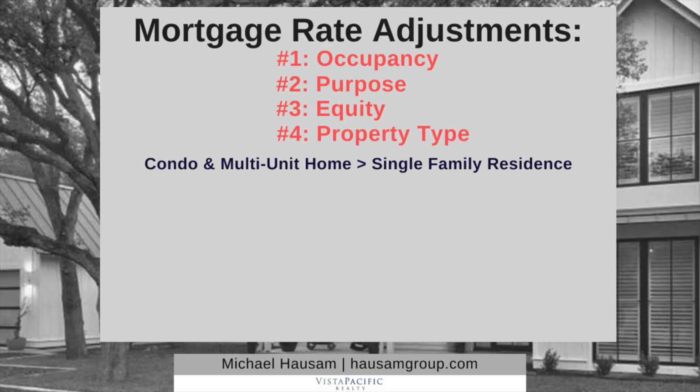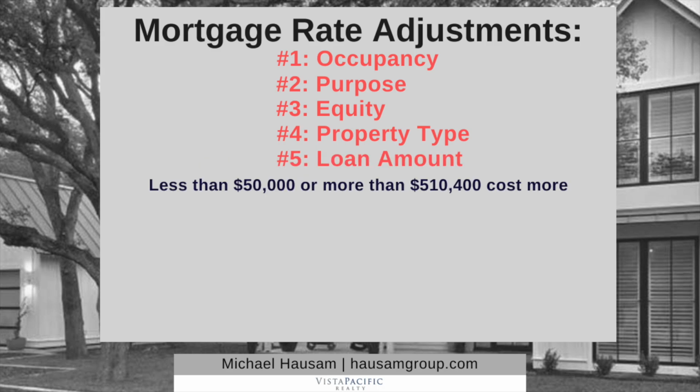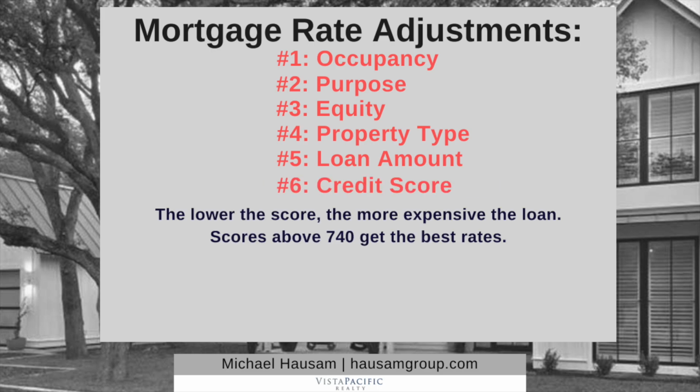Number 4 is the type of property. A condo and a multi-unit property is more expensive than a single-family residence. Number 5 is the loan amount. Less than $50,000 and more than $510,400 are more expensive. Number 6 is credit scores. The lower your score, the more expensive your loan will be. Typically, a 740 or higher score gets the very best rate, and the rates get worse all the way down to the lowest acceptable score, which is typically in the low 600s.